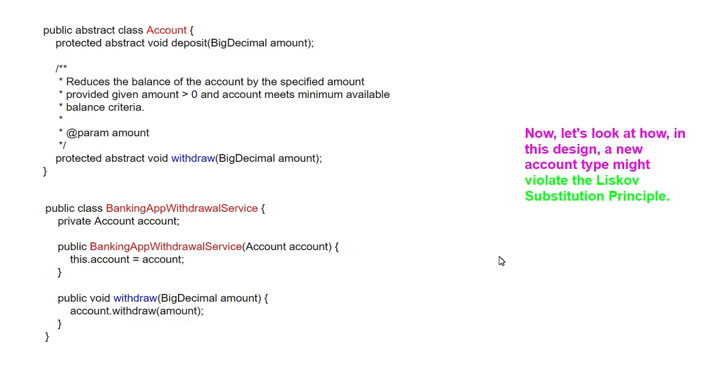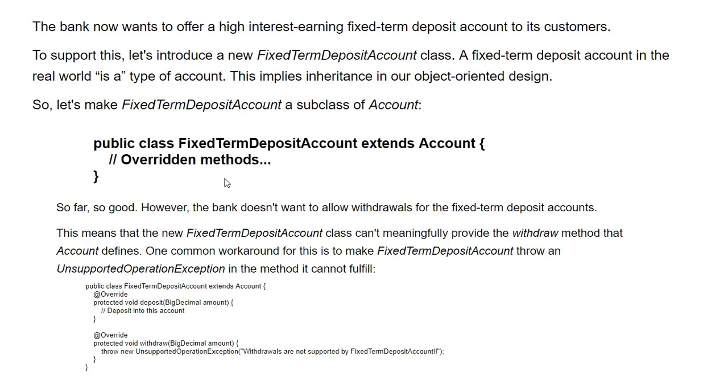For example, we have one account, maybe abstract, or we can make it an interface, no issue, having two methods: one is deposit and another is withdraw. The banking app withdrawal service is implemented in such a way that it is called with an account object, and we can call the withdrawal method. So now let us look at how, in this design, a new account type might violate the Liskov substitution principle. In that way they have designed the bank app withdrawal service, through which we can withdraw the amount. Correct? Let's go and see here.